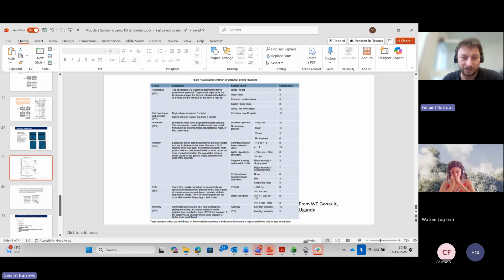Take a look at that, perhaps again later on once we've done the practical as well, because I found that a very useful reference table over time.